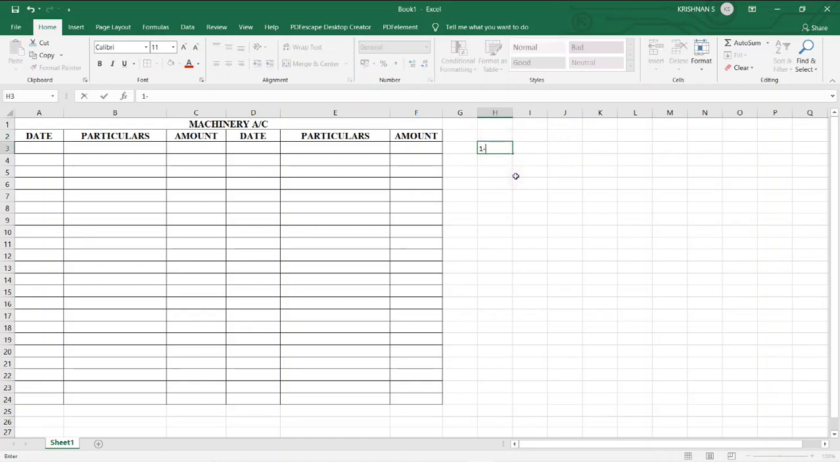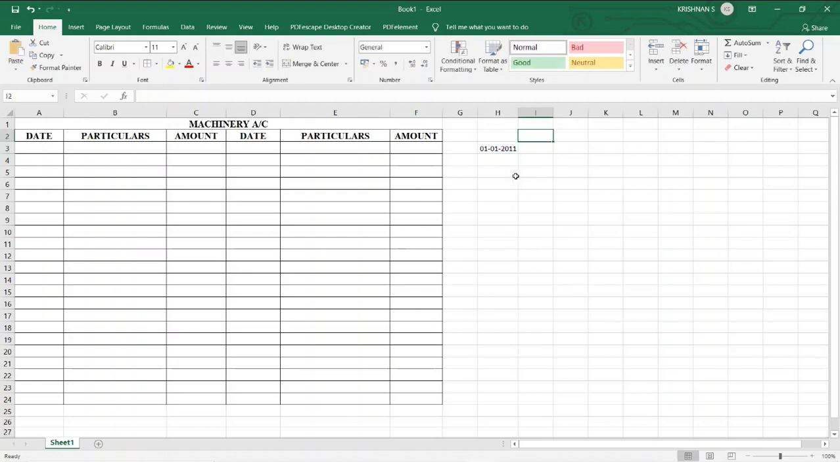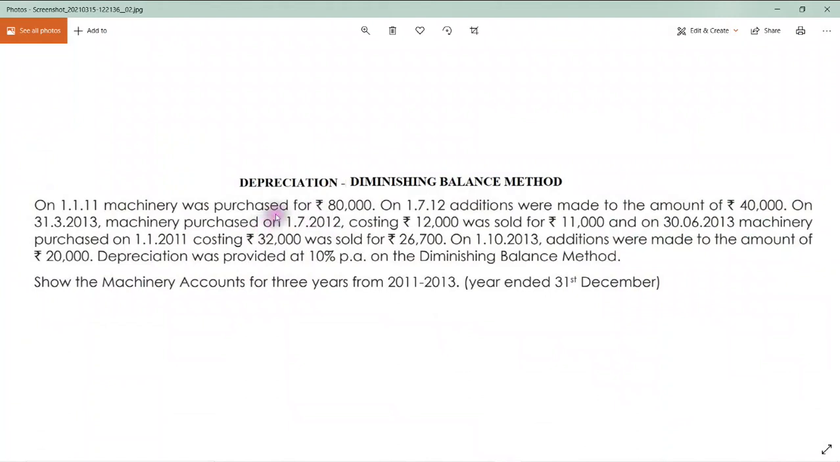First, 1/1/2011. On 1/1/2011, they purchased machinery for rupees 80,000. Then on 30/6/2013, machinery purchased on 1/1/2011 costing rupees 32,000 was sold for rupees 26,700. So the 80,000 consists of 2 machineries. The value of the first machinery is 32,000, and the value of the other machinery is rupees 48,000.